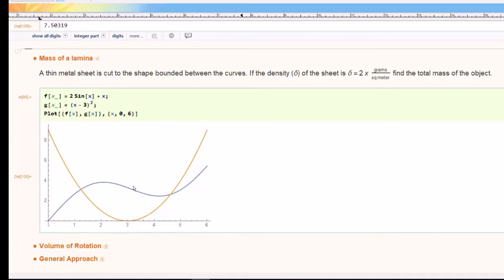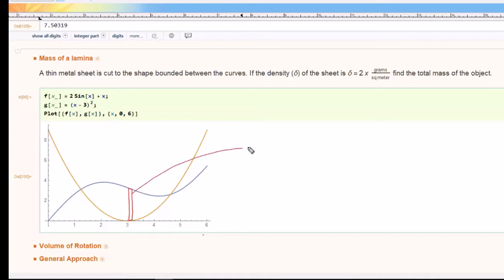So consider a thin metal sheet that's cut to be this shape that is bounded between my two curves. I would like to find the total mass of that shape if I'm given a density function where the density is equal to 2x grams per square meter. So now my new problem is to find the total mass. Well, I don't know how to calculate the total mass, so my general process says, let's look at a thin slice. So the problem is that my density changes throughout my interval, throughout my sheet here. But if I look at a small enough slice of this sheet, well, then the x value isn't changing very much inside this slice, so the density is almost constant in this thin slice.